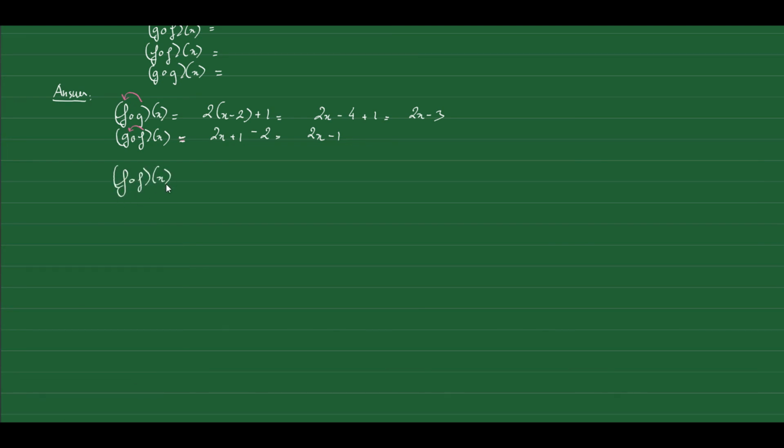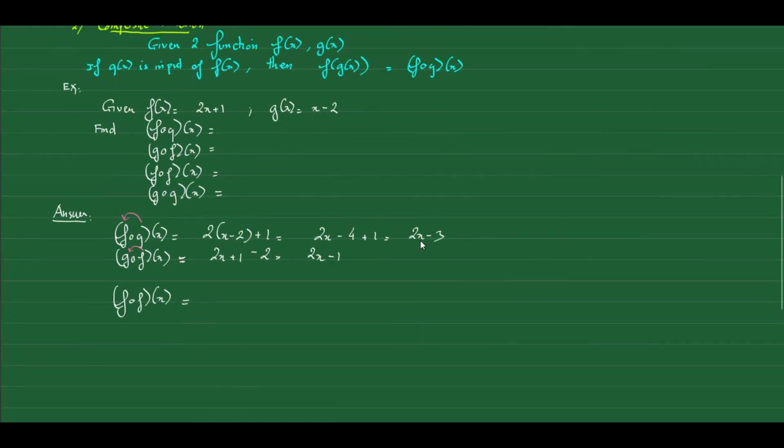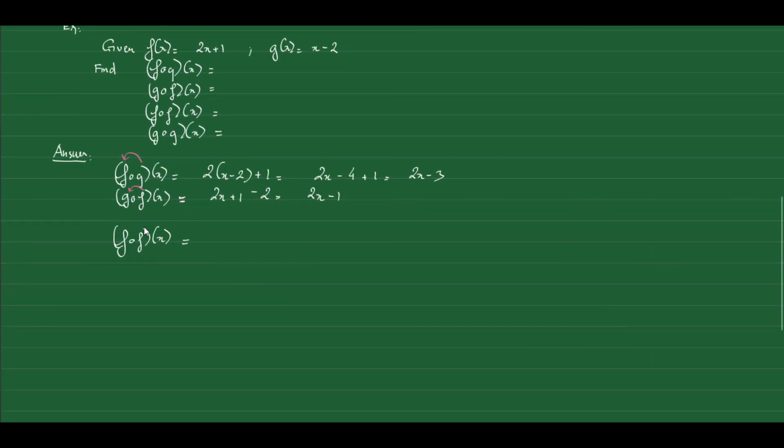I'm going to let you do g to g. Okay, f to f. So you're going to do f into itself. So you have 2x plus 1 plus 1. So you have 4x plus 2 plus 1, which is 4x plus 3.